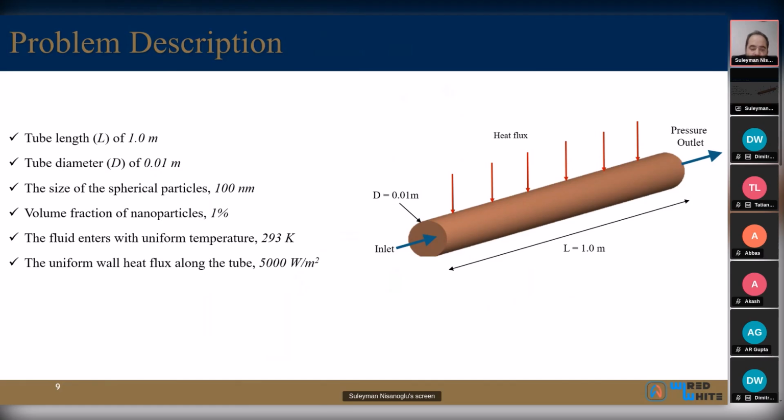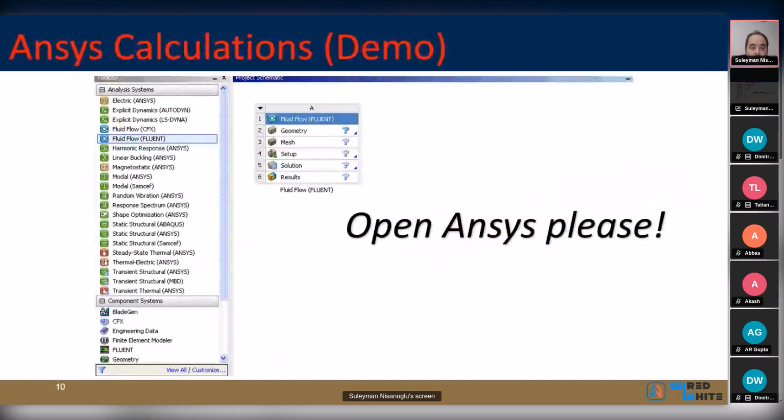The fluid enters the tube with a uniform temperature of 293 Kelvin. As it flows, it is subject to a constant wall heat flux of 5,000 watts per square meter along the outer surface. Our engineering goal is to observe the internal temperature distribution and evaluate the enhanced heat transfer coefficient. All right, we will establish the theory and define our boundary conditions.